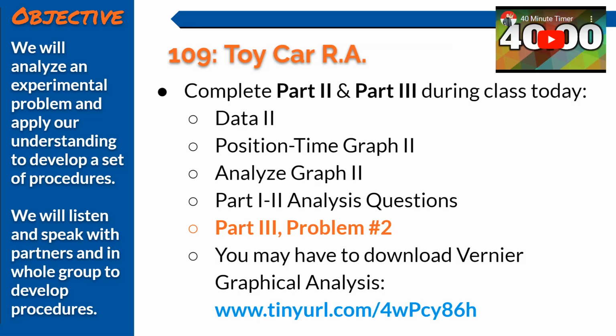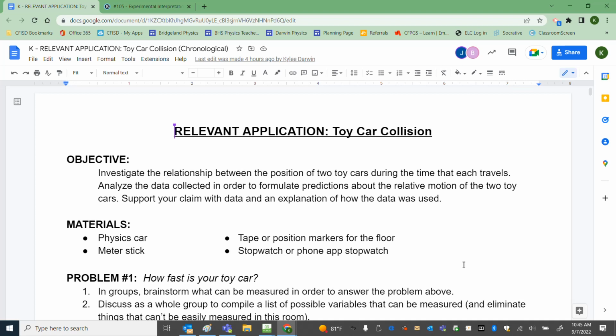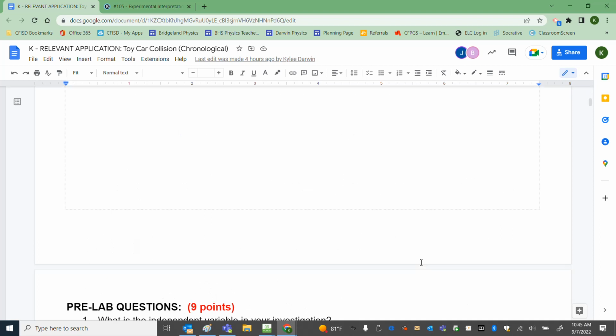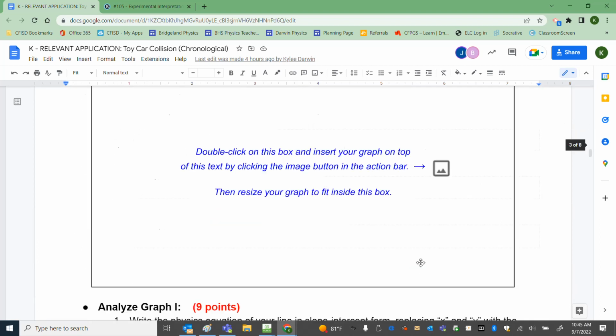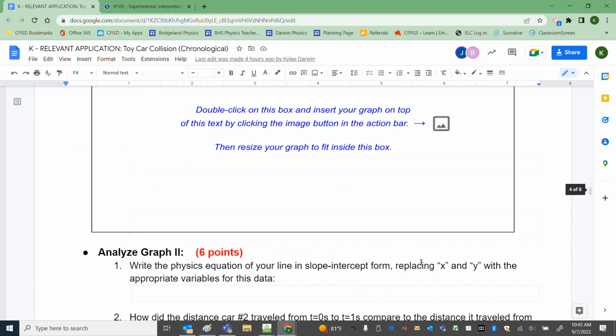All right, guys, it looks like most of you are finished collecting your data. So I am going to assign you a group number momentarily. On the board, you're going to see groups 1, 2, 3, 4, 5, 6, 7, and 8 with different distances beside them. Let me show you where you're going to type it. Once I give you a group number, in your relevant application document, if you will scroll down with me, we're looking for part 3. This is where you need to put it.